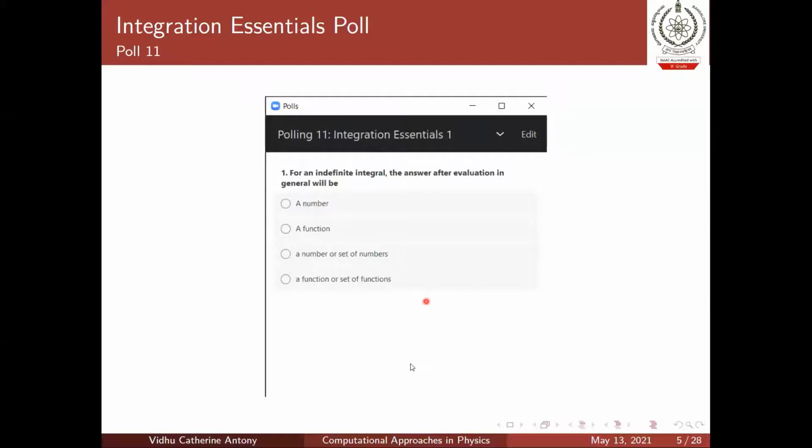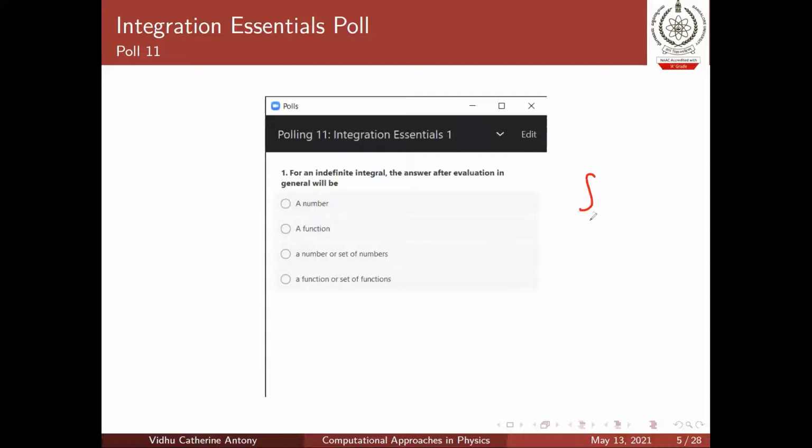So 47 of you voted out of, let's say, 51 participants. The majority of you said a function or a set of functions. Let me share the results with you so you can see them: a number, a function, a number or a set of numbers, a function or a set of functions. Now let me stop sharing the results.